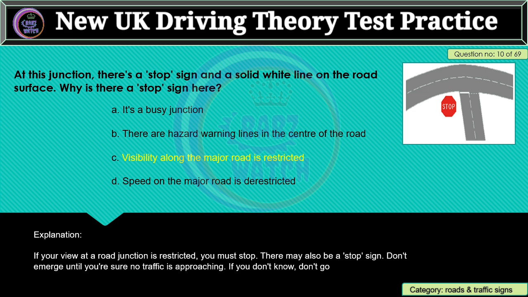Explanation. If your view at a road junction is restricted, you must stop. There may also be a stop sign. Don't emerge until you're sure no traffic is approaching. If you don't know, don't go.